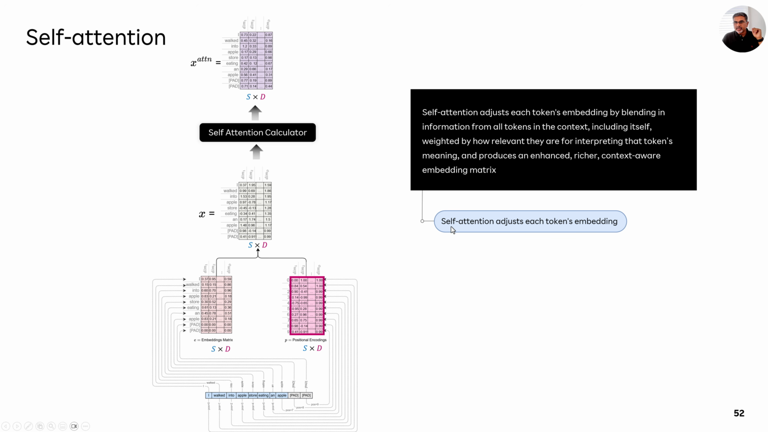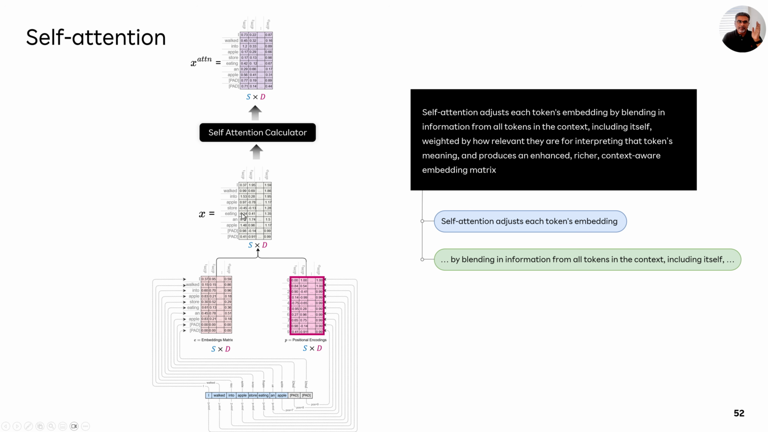Okay, so the goal behind self-attention is to adjust each token's embedding. So you take, let's say, this apple here, and you want to adjust these individual cells by blending in information from all tokens in the context, including itself. So you look at every other token in this context, including itself, and you say, hey, this presence of this apple, how does it influence the embedding values of these other words too, myself as well as these other words too.